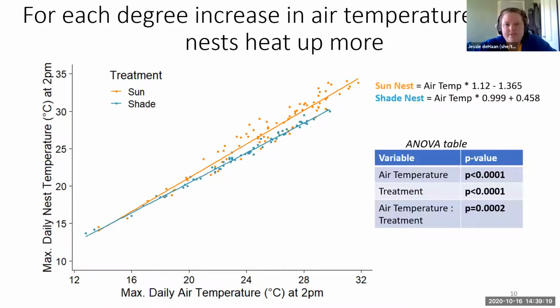So this figure shows maximum daily air temperature along the x-axis and maximum daily nest temperature along the y-axis. The orange line shows the relationship between air and nest temperature at the sunny location, and the blue line shows the same relationship in shady nests. And with a regression analysis, I determined that the effect of air temperature on nest temperature is different between sun and shade. And what I mean by that is for each degree increase in air temperature, the nest temperature in the sun rises by 1.12 degrees, whereas it proportionally rises less in the shade.